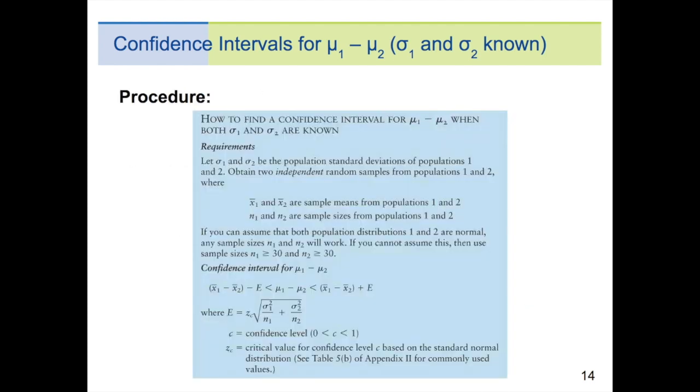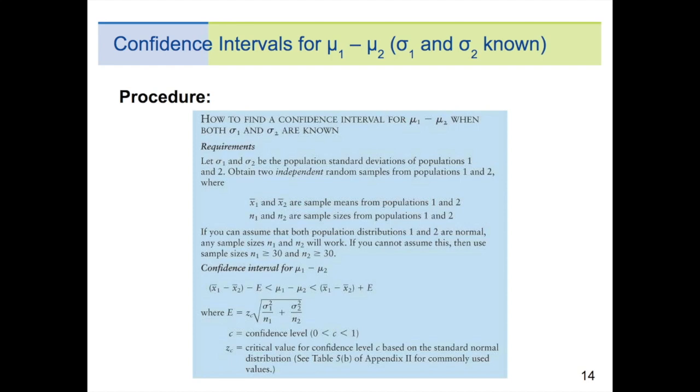So here's the procedure. How to find a confidence interval for μ₁ minus μ₂ when both σ₁ and σ₂ are known. Requirements. Let σ₁ and σ₂ be the population standard deviations of populations 1 and 2. Obtain two independent random samples from populations 1 and 2, where x̄₁ and x̄₂ are sample means from populations 1 and 2. n₁ and n₂ are sample sizes from populations 1 and 2.